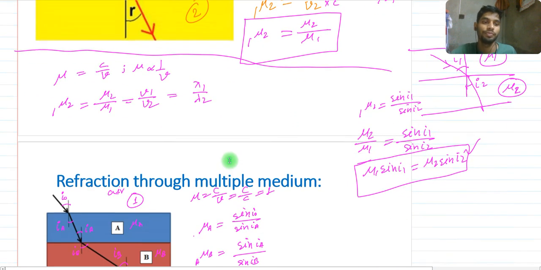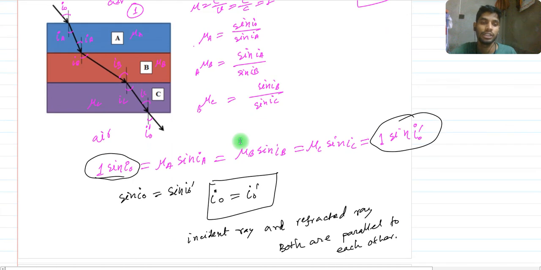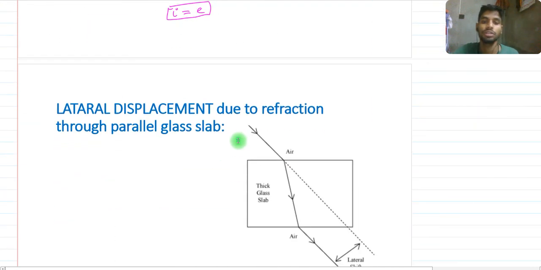These are two problems. That's all for today's class. Next class we'll discuss more about refraction of light.